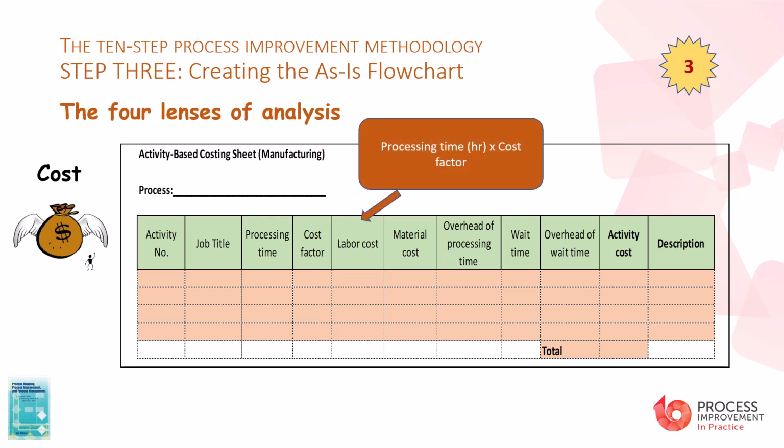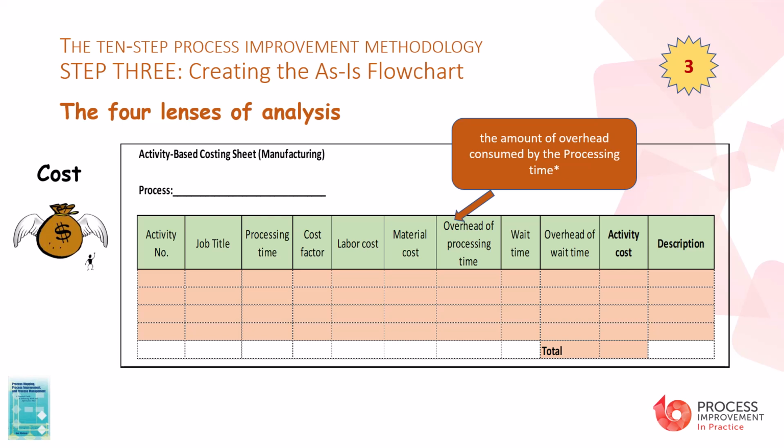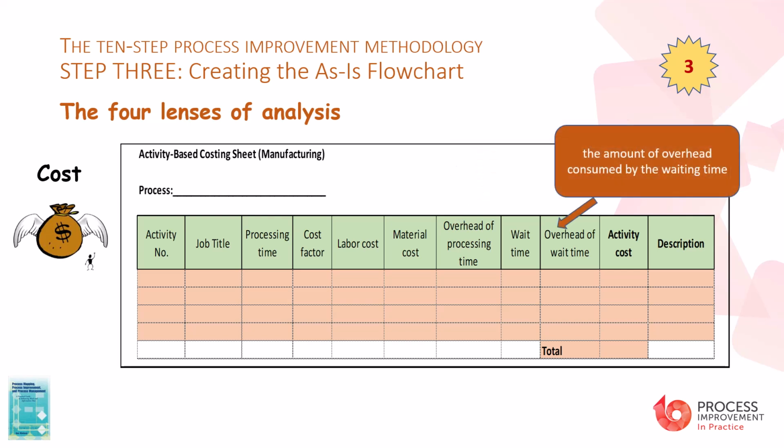After that, you calculate the labor cost, which is the product of processing time and the cost factor. Material cost is the cost of material used during the processing, while overhead processing time is the amount of overhead consumed by the processing time. You also log the amount of overhead cost consumed by the non-value added activities. In this case, it is the waiting time.